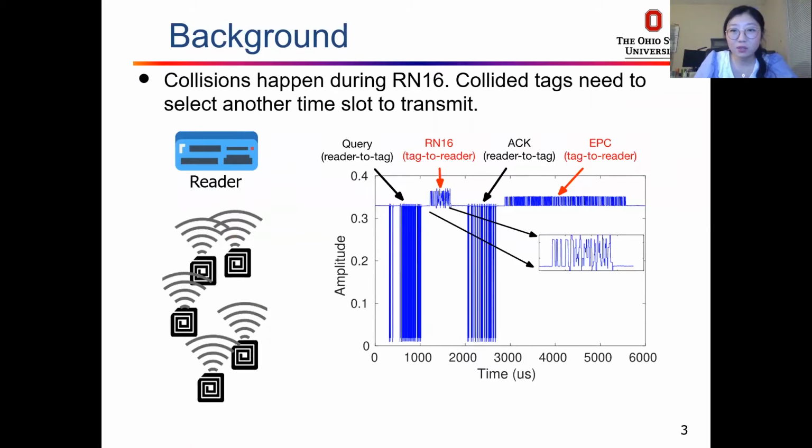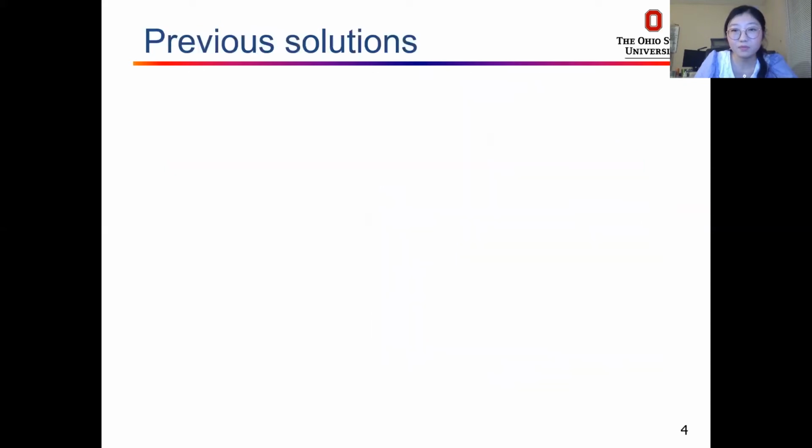Collision caused by simultaneous tag responses is one of the key issues in RFID systems. The reader initiates an inventory run by sending a query command. The tags will randomly choose a time slot to respond with the RN16 packet without coordination, thus making collision an inevitable issue in RFID systems.